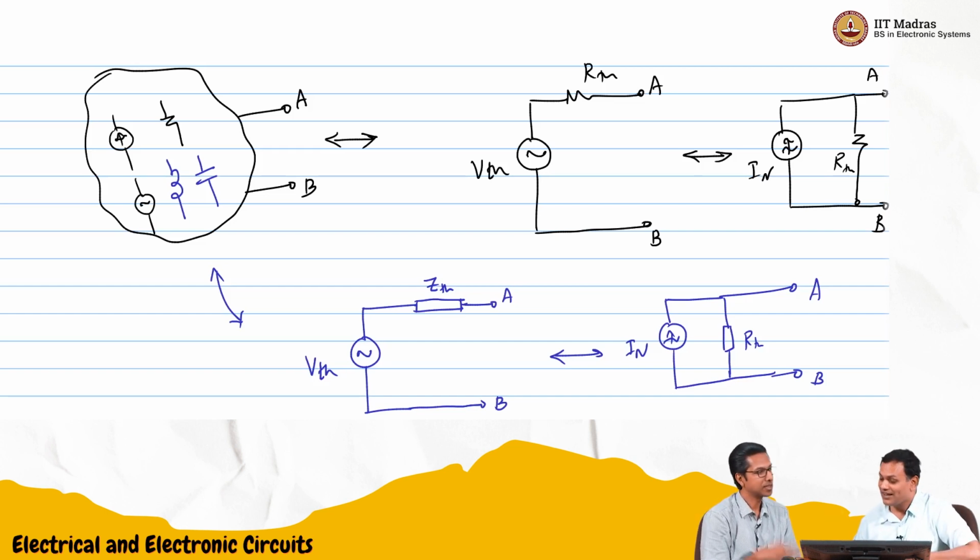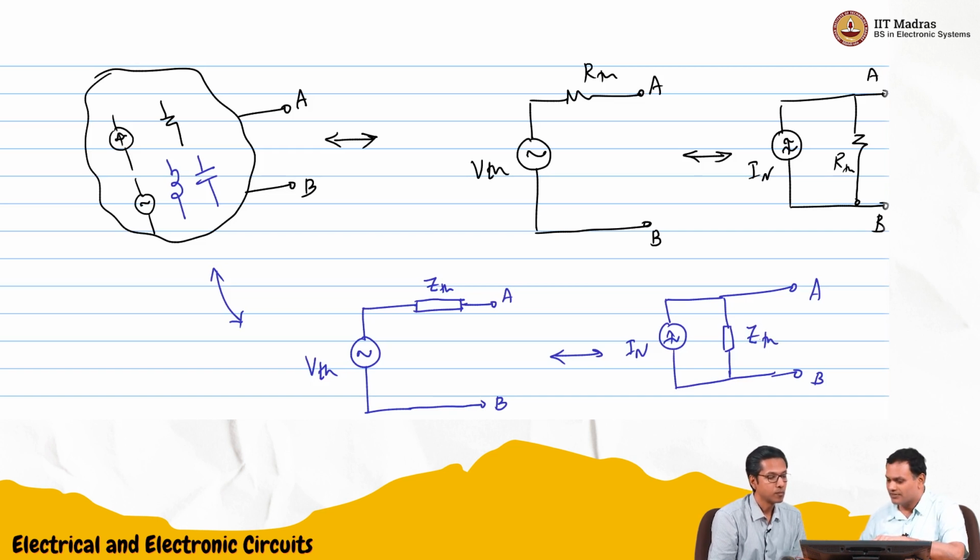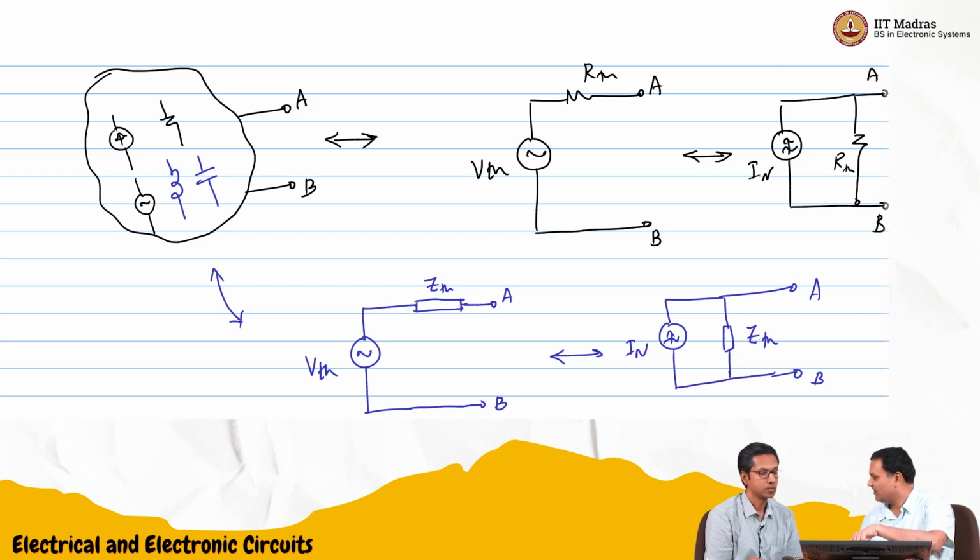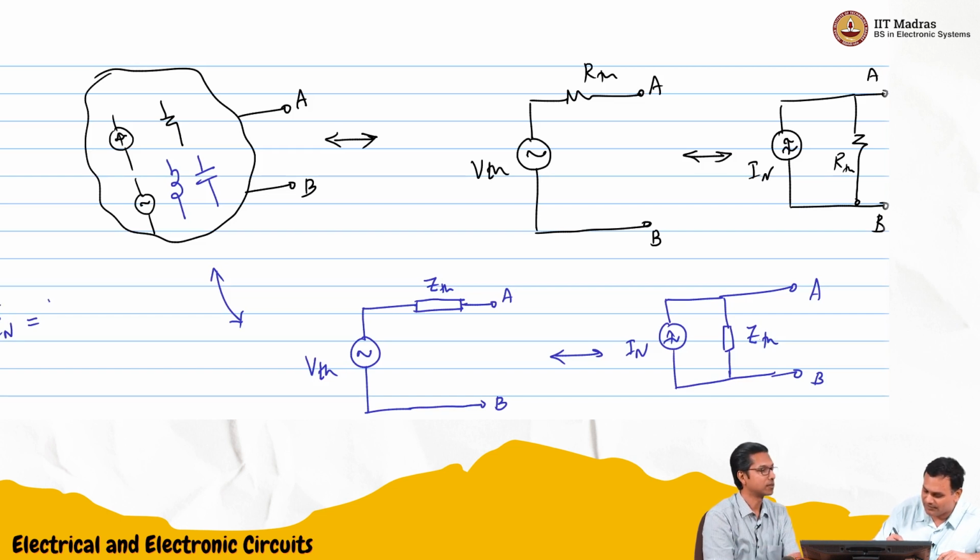Because that was anyway DC, no problem. And here again, VThevenin, IN, ZThevenin. Because ZThevenin is a complex number, R plus JX, VThevenin and IN will have a magnitude relationship and a phase relationship, right? So I'll just write that down here. So all these can be complex numbers.